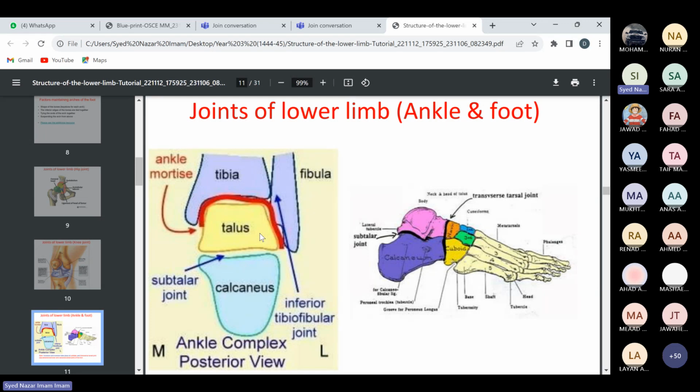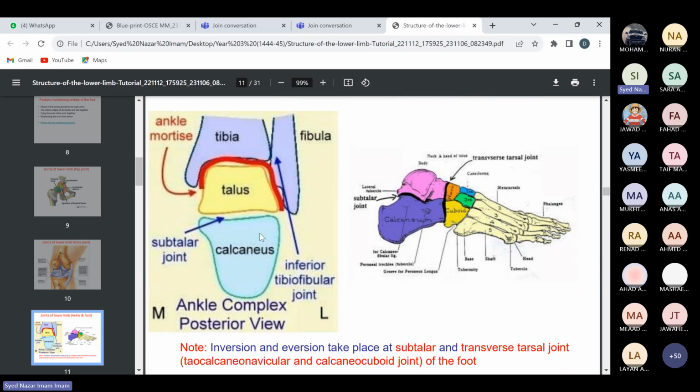Now, apart from dorsiflexion and plantar flexion, we have two other very important movements in the foot, and that is inversion and eversion of the foot. Remember, inversion and eversion of the foot are not taking place at the ankle joint. So at what joint? They are taking place at the joints of the foot. Now, what joint of the foot? Let's see again. This is your talus and this is the calcaneum. In the posterior part, there is a joint between talus and calcaneum. This is called the subtalar joint.